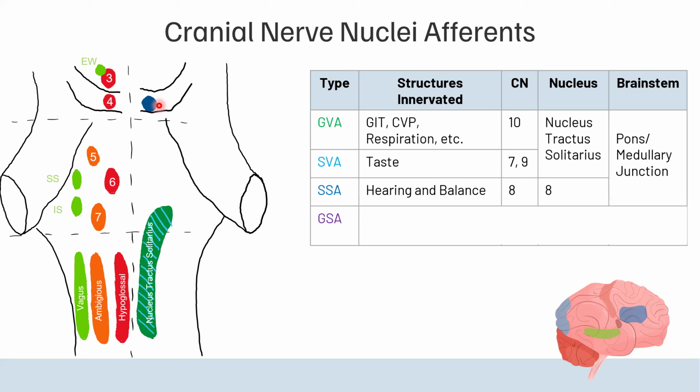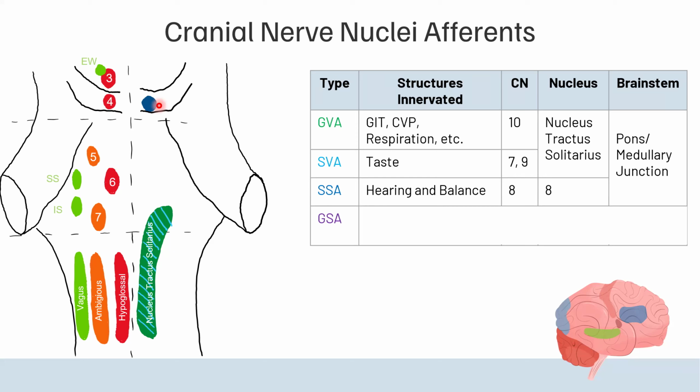Olfactory and optic both do not have anything to do with the brainstem. So we do not even consider them. Pain. Yes, there we go. Think discrimination, pain, and temperature. Absolutely. We're talking about the general sensations here, you guys.